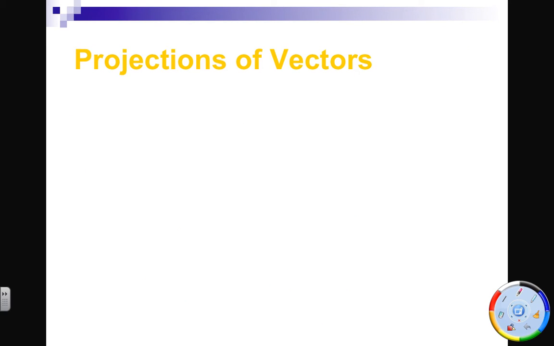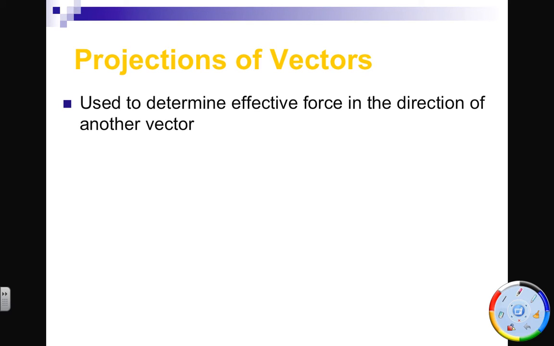All right, so let's look at the hard problem. This is the hardest thing we're going to do today. It's the last thing we're going to do today, and it's called projection of vectors. What we are going to be doing is figuring out how much you have to hold on to if somebody's going down a hill. It's used to determine effective force in the direction of another vector.